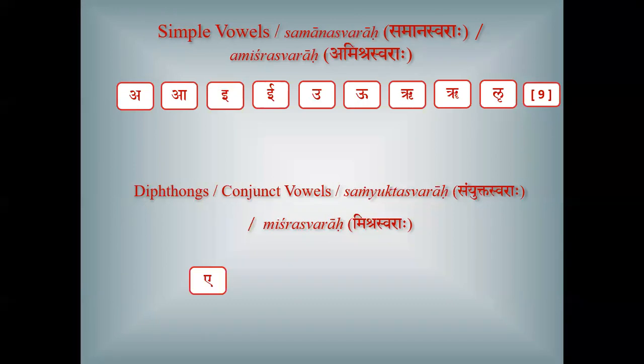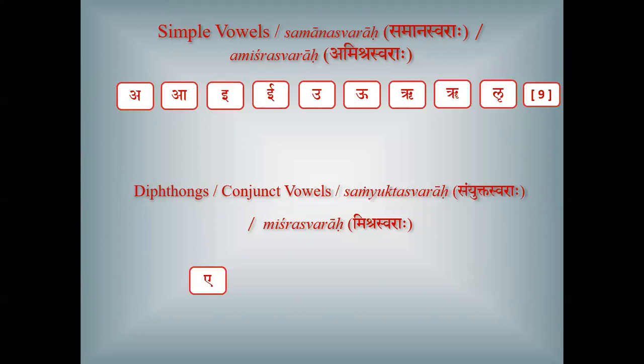A is a long vowel. Remember, it doesn't have its short form. Conjunct vowels don't have short forms. A is a long vowel and the short form of A is A.